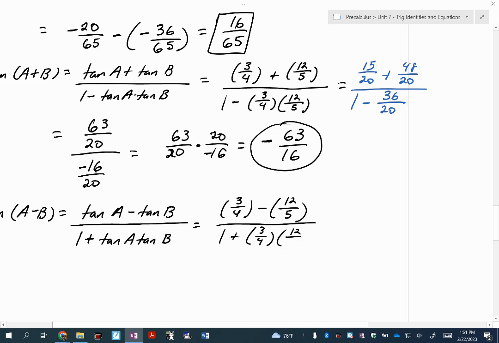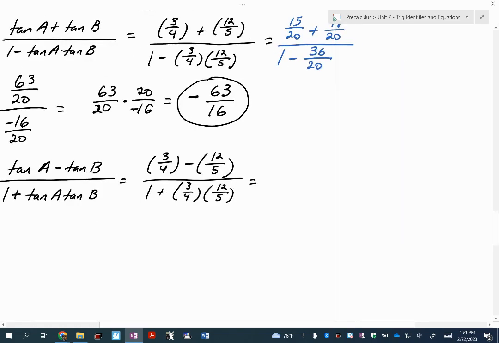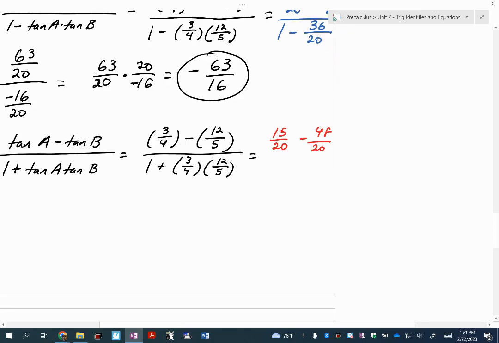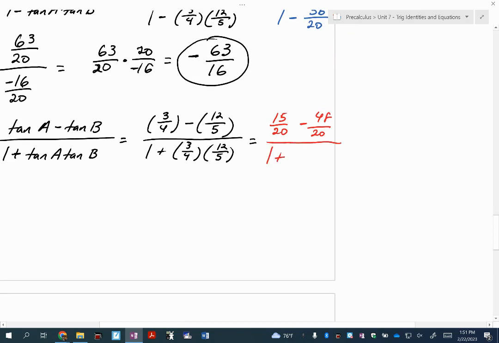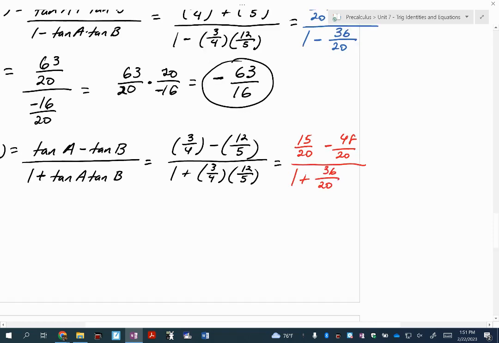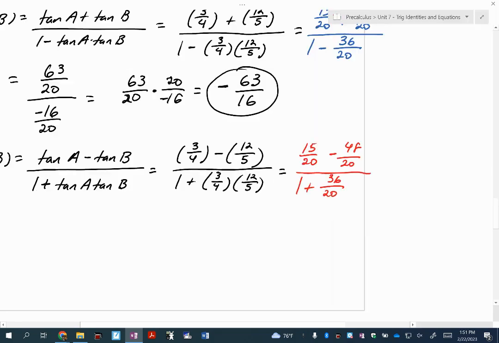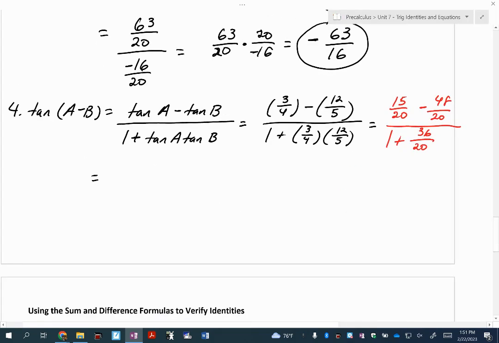3/4 times 12/5. All right, if you get your common denominator again, it's going to be the same thing, 15/20 minus 48/20 all over 1 plus, and this becomes 36/20. So that's no different. The signs are different, so that's going to change where I keep going with my work. So I've got 15 minus 48, which is going to be negative 33/20 all over 1 plus 36/20.